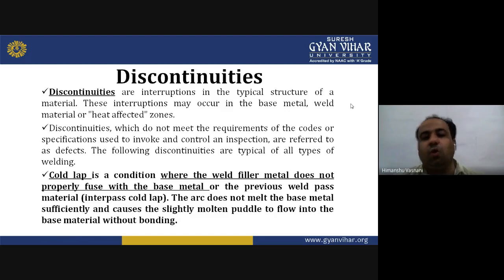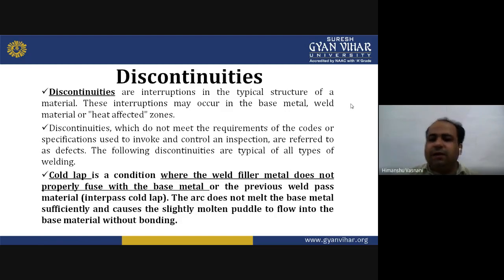The first one is the cold lap. In the cold lap, what happens? It is a condition where the weld filler metal does not properly fuse with the base metal or the previous weld pass material, interpass cold lap. What happens during the welding process? There is a filler metal, okay, which has to properly fuse with the base metal for proper welding. But if the filler metal is not able to properly fuse with the base metal, then there will be a discontinuity called as cold lap.